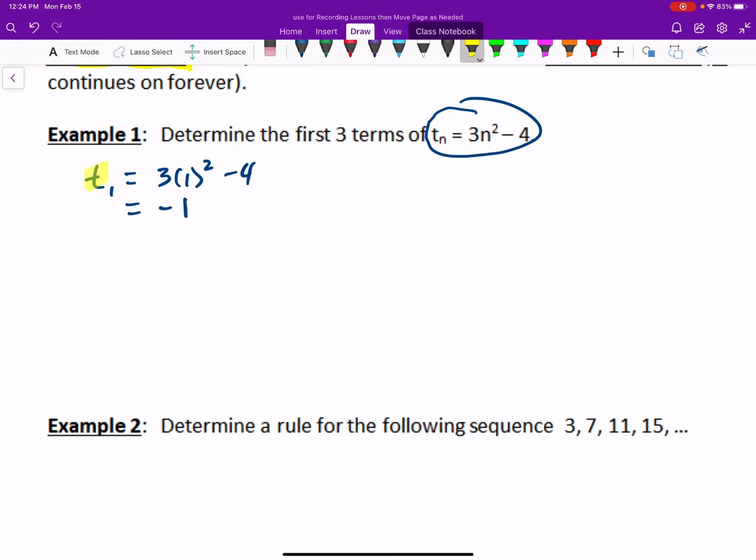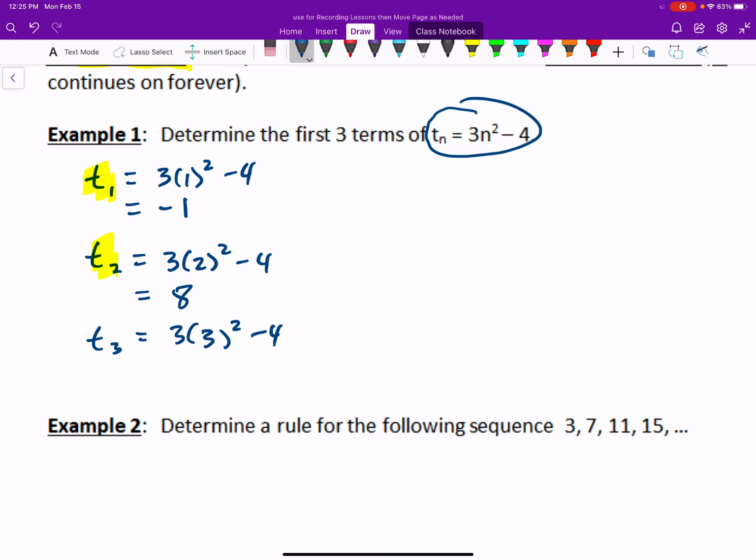So t sub 1, that's just a variable t, but the subscript 1 is telling us which number it is. It's the first value of t. The second value, t subscript 2, is going to be 3 times 2 squared minus 4. 2 squared is 4, times 3 is 12, minus 4 is 8. So t subscript 2 is 8, and t subscript 3 is going to be 3 times 3 squared minus 4.